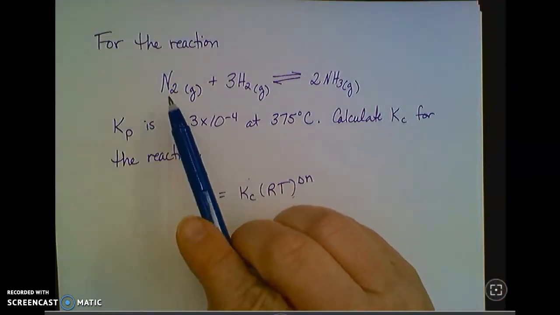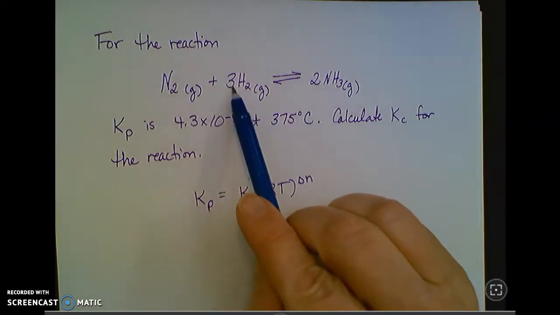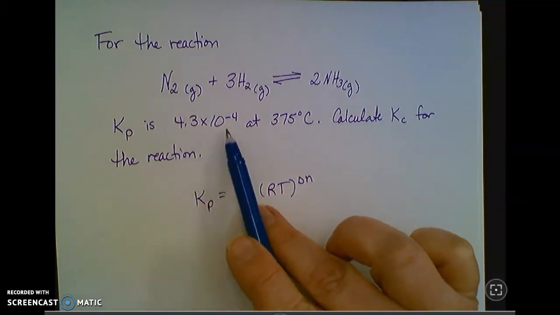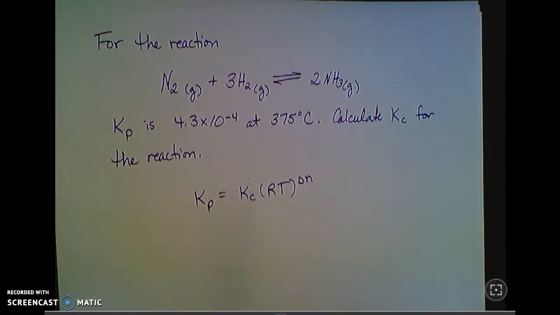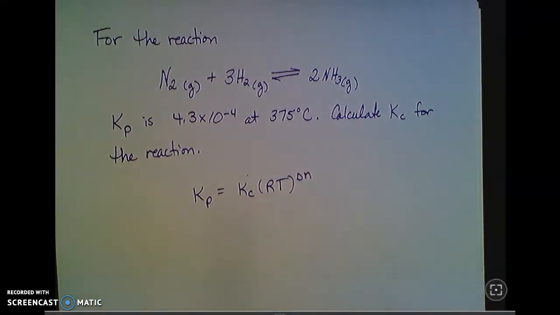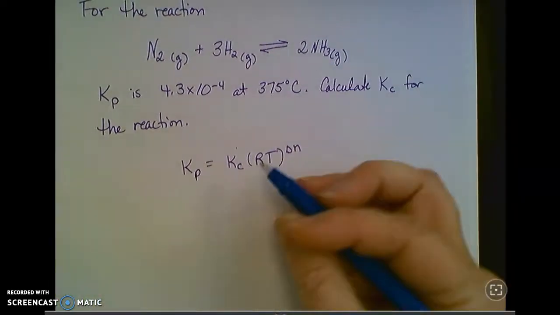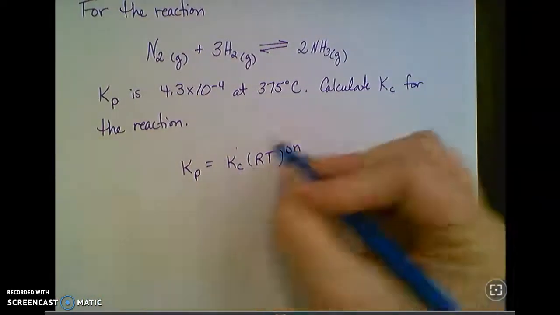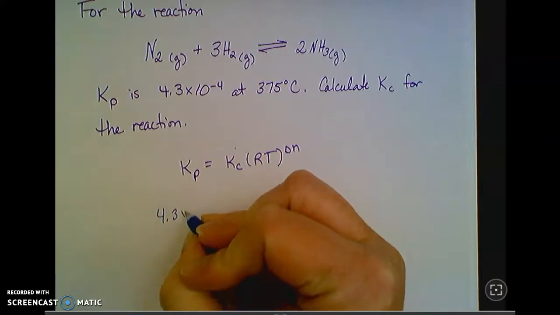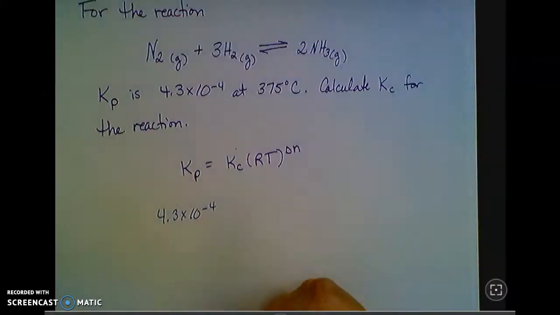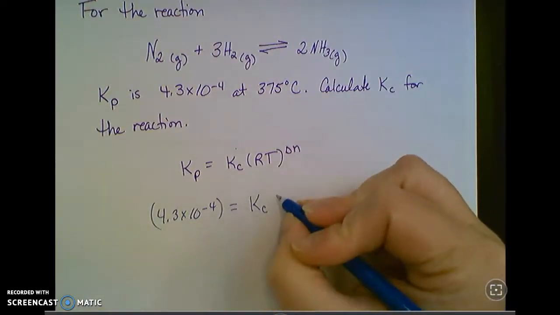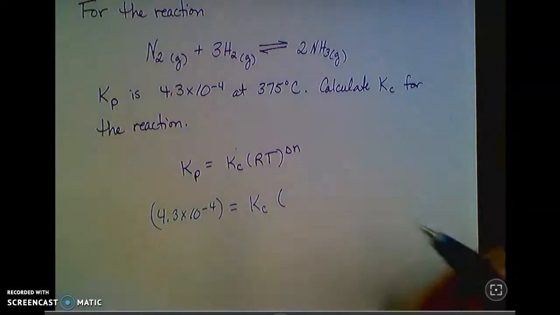So here's your reaction. Nitrogen gas plus 3 moles of hydrogen gas gives you 2 moles of ammonia. And the Kp is 4.3 times 10 to the negative 4 at 375 degrees Celsius. And I just want the Kc for the reaction. And so there's my formula for this. So I'm solving for Kc. I'm going to plug in what I know. Kp is 4.3 times 10 to the negative 4th. That's equal to Kc, which again is what I'm looking for, times RT to the delta N.